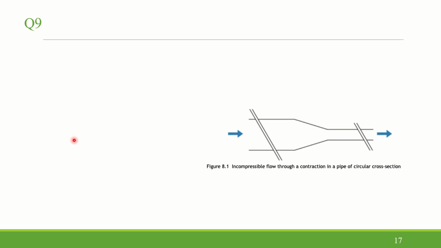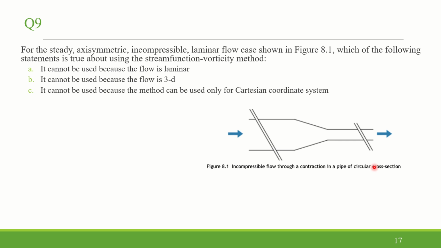So that was for question 8. Now we will look at question 9. In question 9, again we are dealing with the same figure where the flow is incompressible flow through a contraction in a pipe of circular cross section. And we have 3 statements actually. Of the 3 statements, we need to identify which of the statements is true.